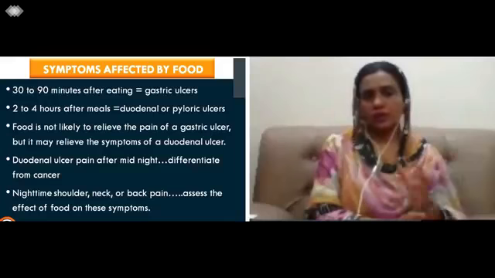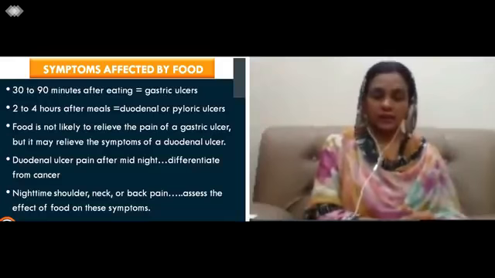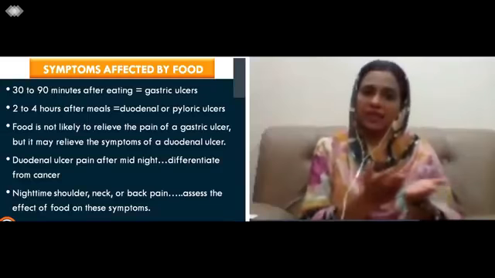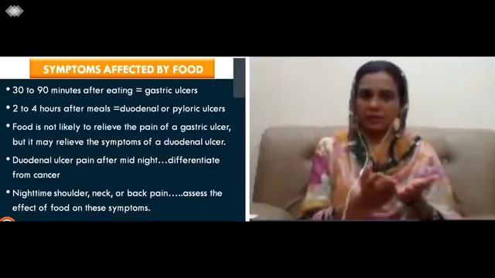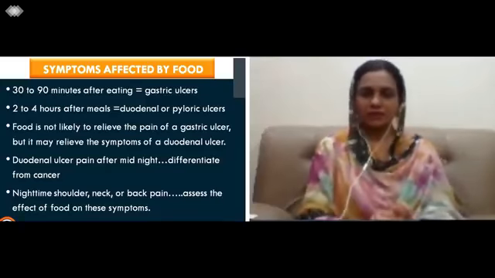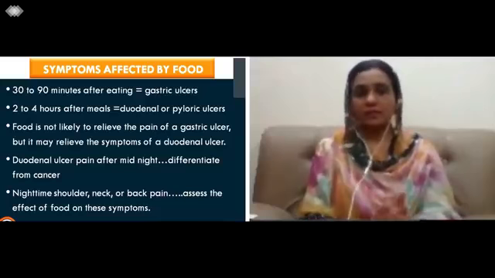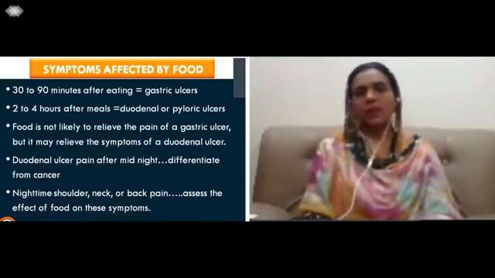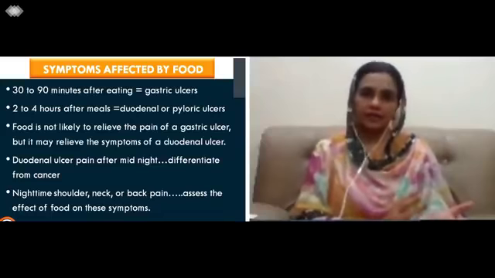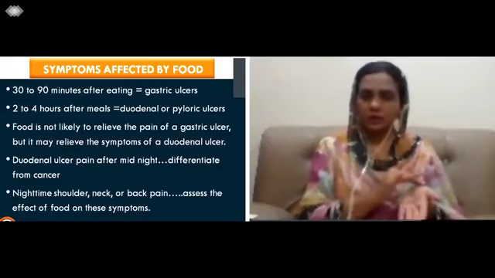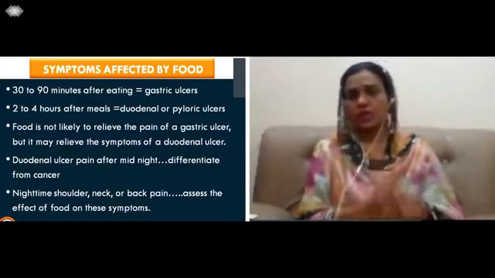So when a duodenal ulcer is there, the 2 to 4 hour difference, it can be a complaint like a between-meal pain. The patient will complain between meals because in 2 to 4 hours the patient is about to take the next meal. So that's why it can be felt like a between-meal pain. Another thing is that your gastric ulcer pain usually starts after taking food, 30 to 90 minutes.